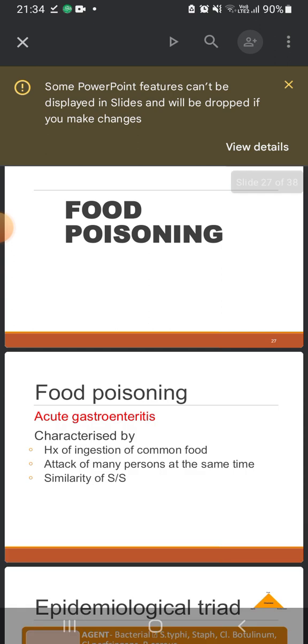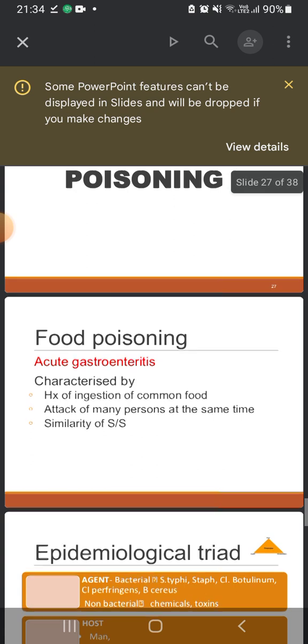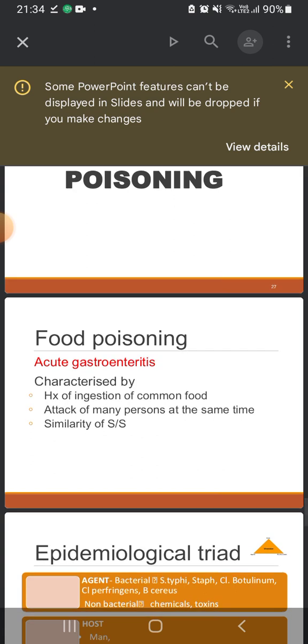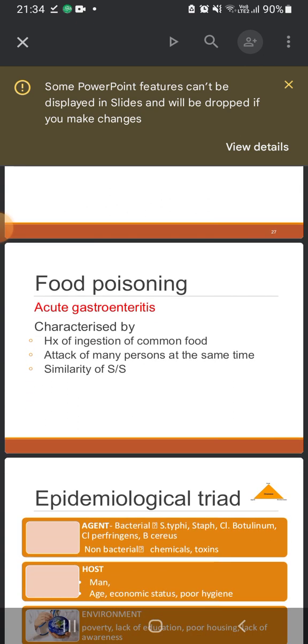Food poisoning. There is a history of ingestion of common foods, and it can attack many people at the same time, which is important. You can get a case in which a lot of people are experiencing food poisoning because they ate from a common source, a common restaurant, a common food, contaminated food. So many people can be affected, and there are similarities of signs and symptoms.